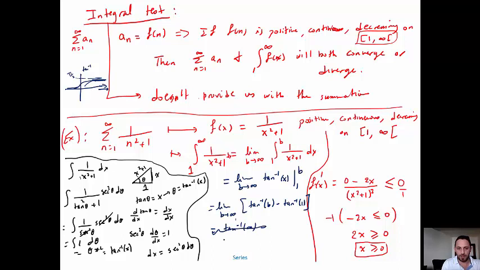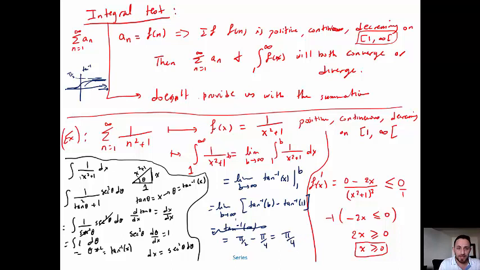Okay, so the limit as b goes to infinity, if you replace infinity, it is pi over 2. The limit as b goes to infinity of a constant is constant. And what is the tan inverse of 1? It is pi over 4. Right? So the final value is pi over 4.